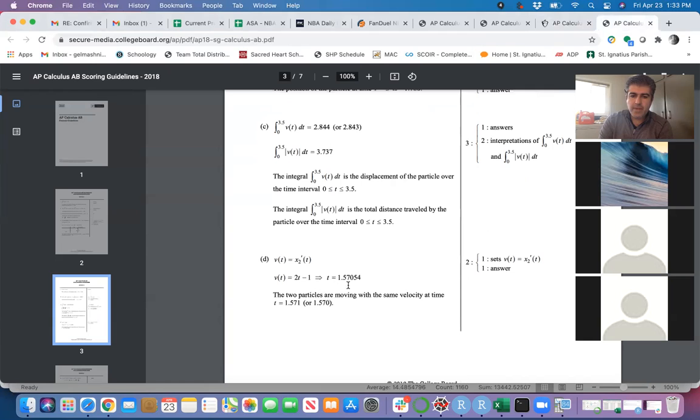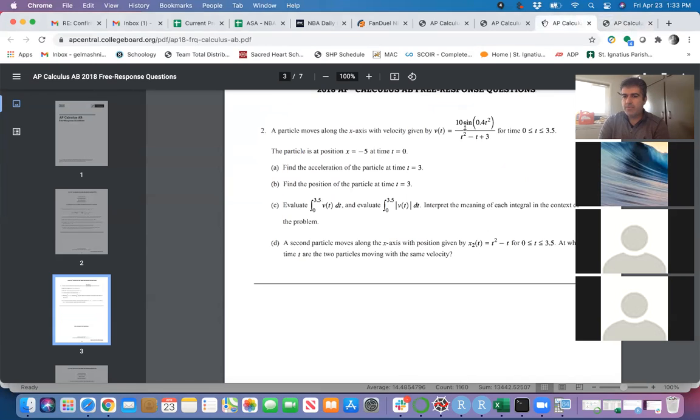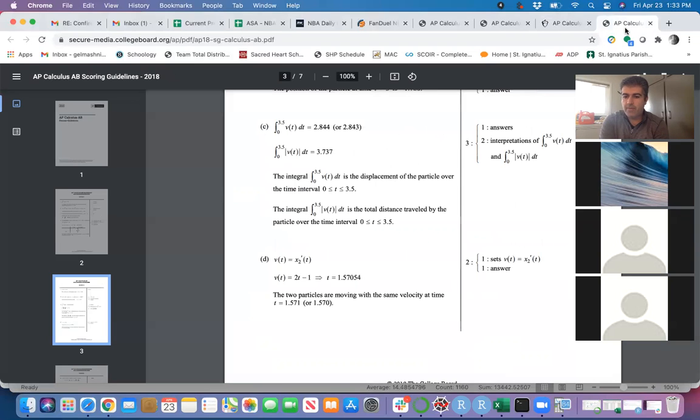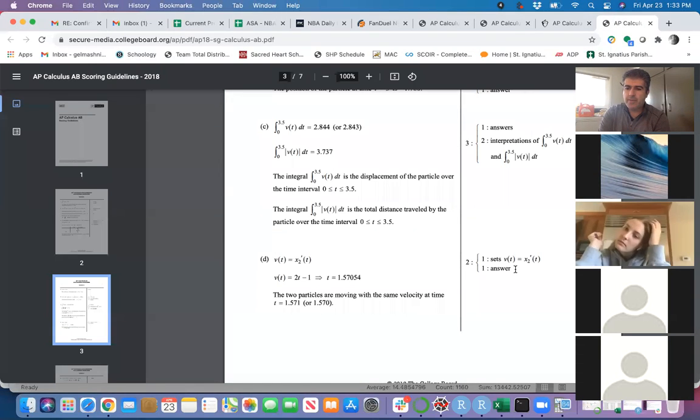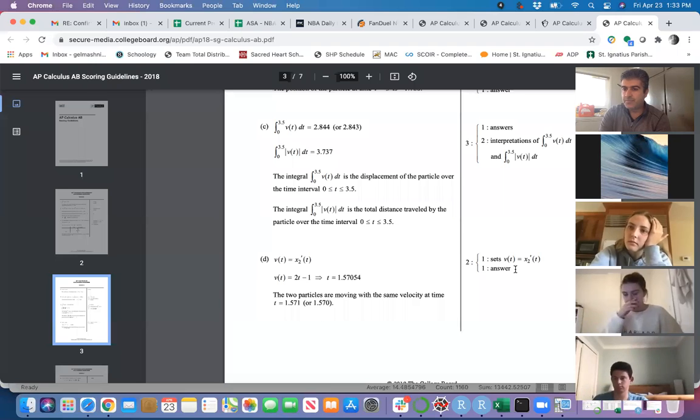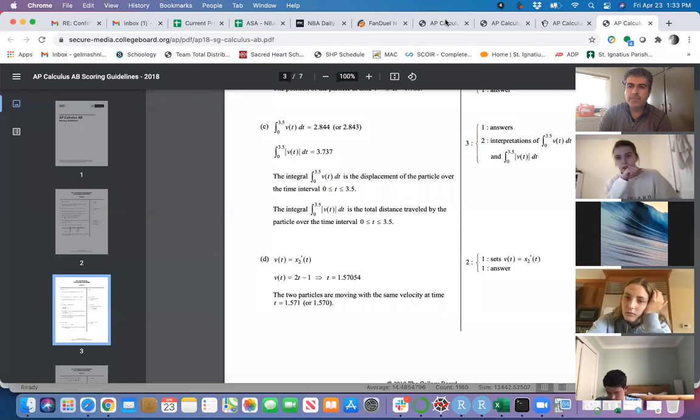So you simply set 2t minus 1 equal to this. You just graph 2t minus 1 and you graph this one, and calculate and see where they touch. And they touch at 1.571. That's 1 point for setting them equal to each other, 1 point for getting the answer. But again, you're not going to be able to do that by hand. You have to use a calculator. Okay, cool.